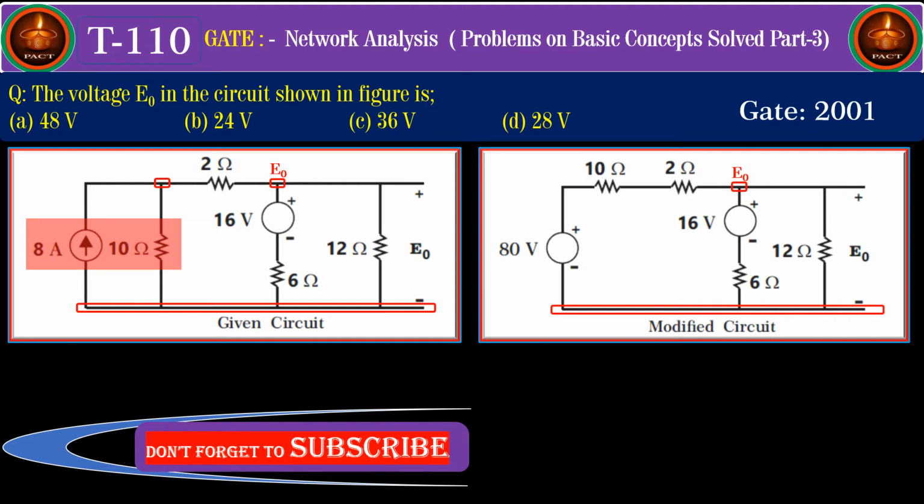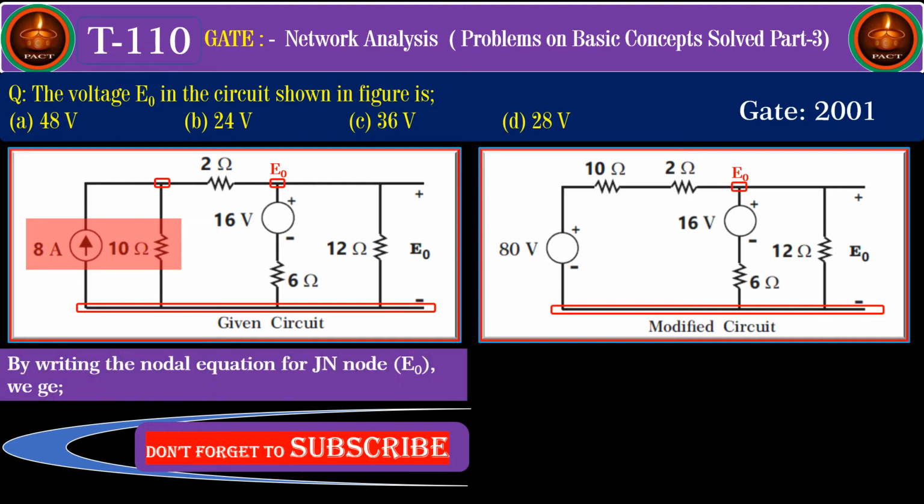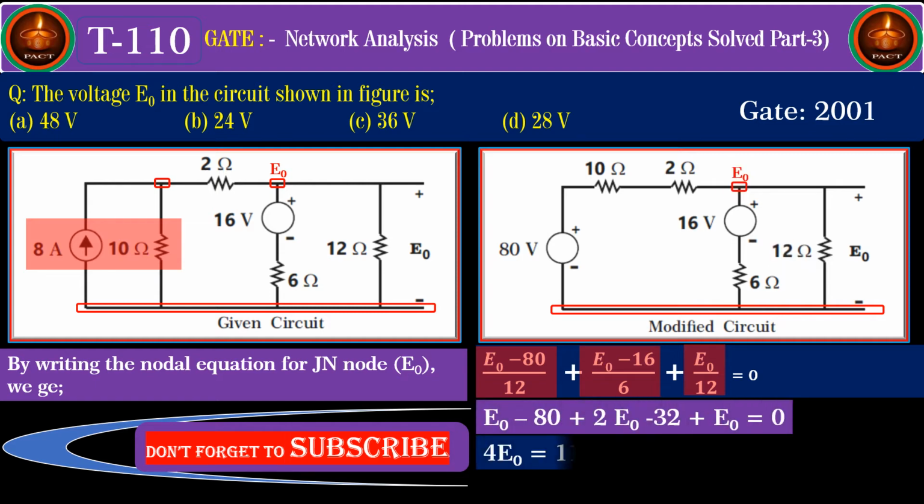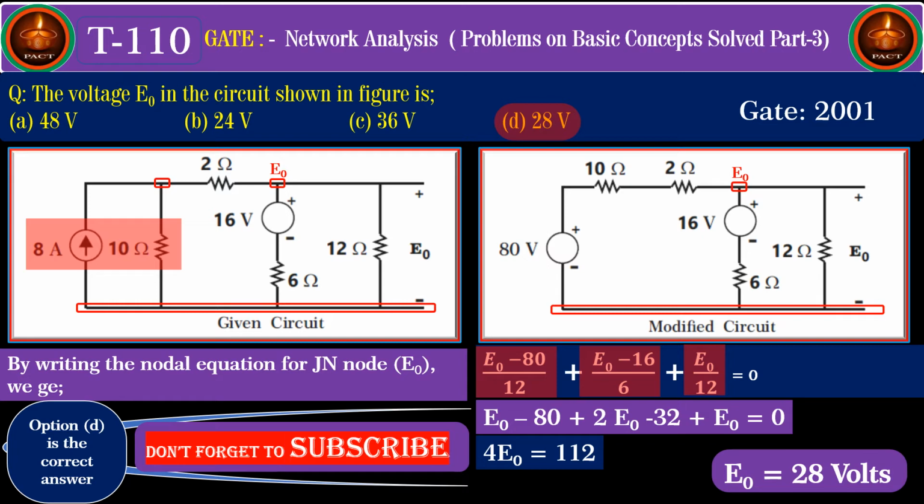By writing the nodal equation for node E0, we get (E0 minus 80) divided by 12 plus (E0 minus 16) divided by 6 plus E0 divided by 12 is equal to 0. By solving this simple equation, we get E0 is equal to 28 volts and hence option D is the correct answer. Very simple, isn't it?